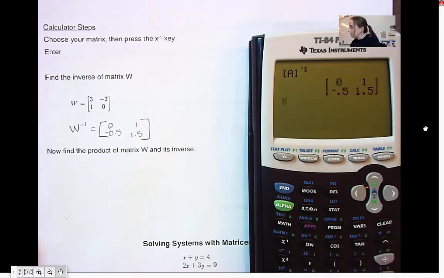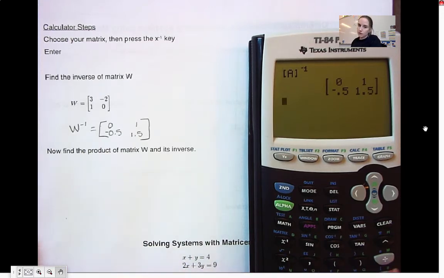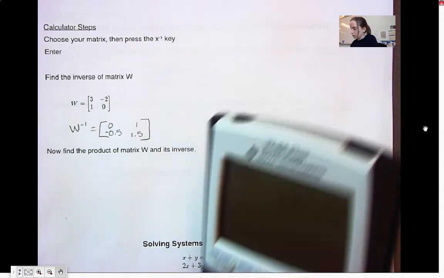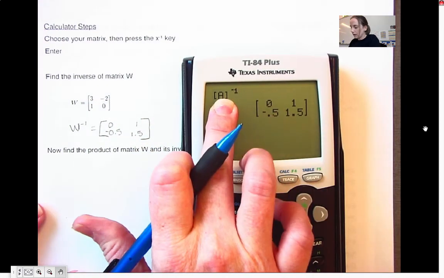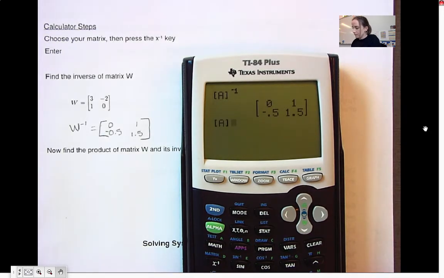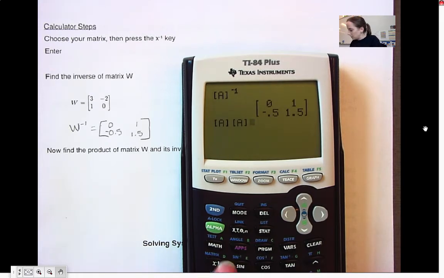Okay? And then the next step says now find the product of W and its inverse. So I have what they're calling W stored in as A. That's what I typed in for A. So all I need to do is take matrix A and multiply it, which again, I don't have to put the symbol of an x in there for multiplication, but I need to multiply it by its inverse. So go get A again, and then put the inverse, and now enter.